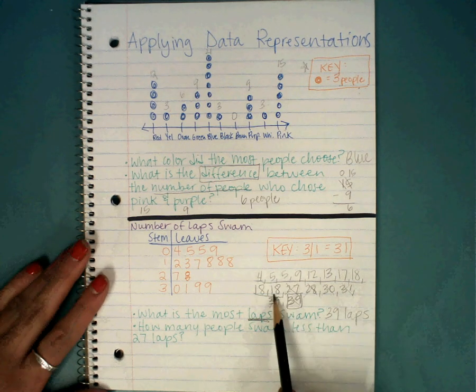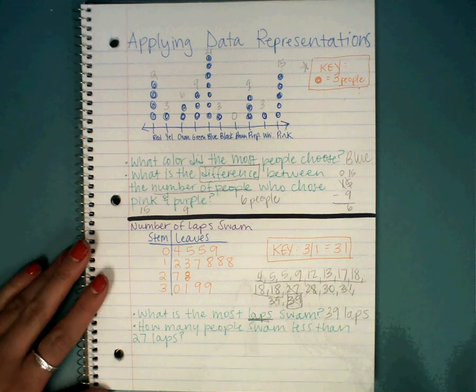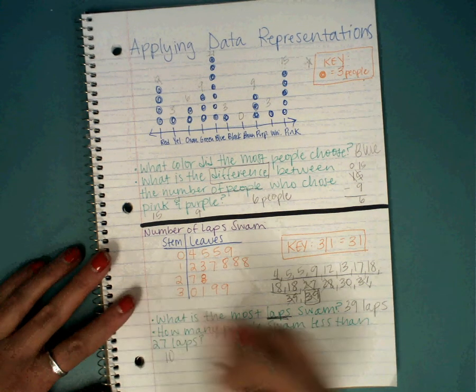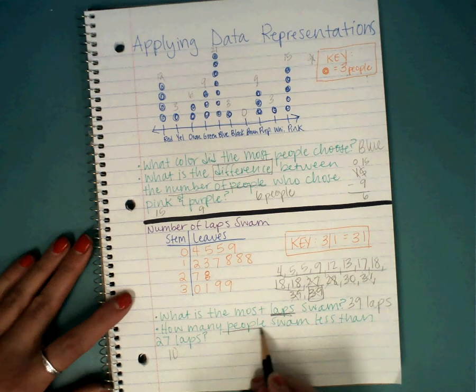So now I'm going to count that number, how many people actually swam less than that. So 1, 2, 3, 4, 5, 6, 7, 8, 9, 10. So what's my answer? 10 what? What's it asking me? It's not asking me how many laps. It's asking me how many people.